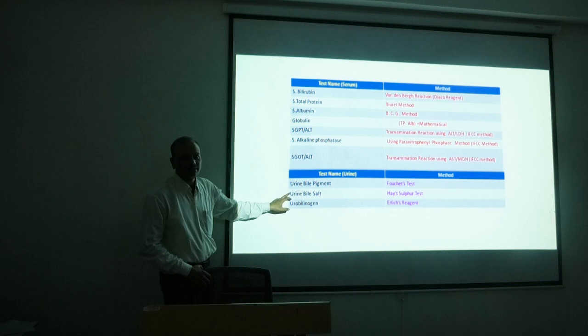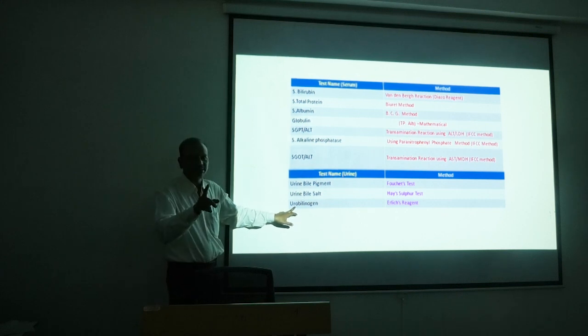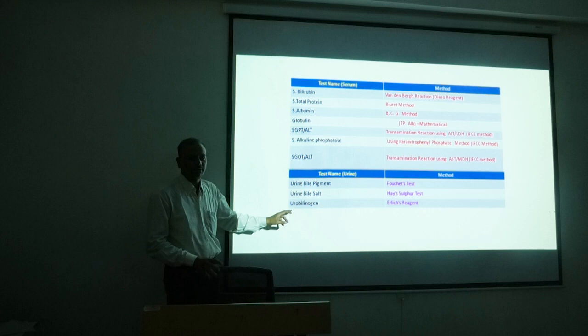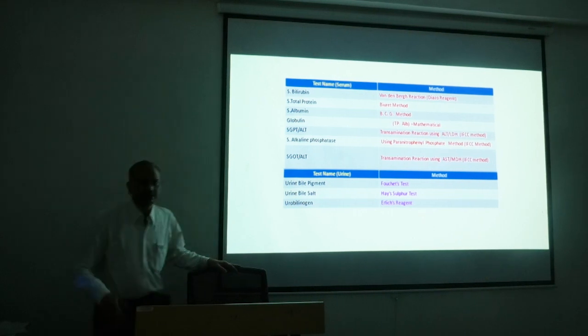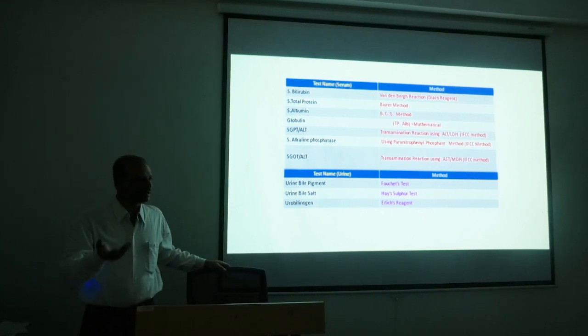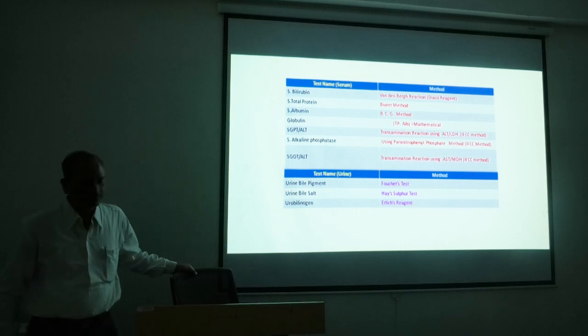Urinary bile pigment test, Fouchet's test, and urinary bile salt Hay's sulfur test you have done. Immunoglobulin I think you have not done; in the RDX test using para-aminobenzoic acid, just write the name on it. Because some good students will be answering well, they might ask this question: do you know how to estimate bilirubin?